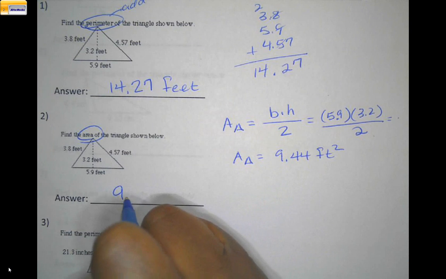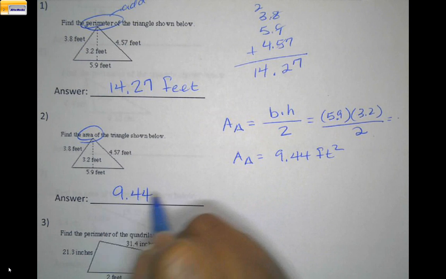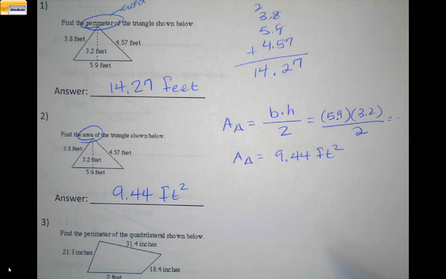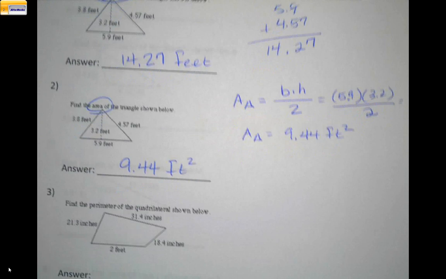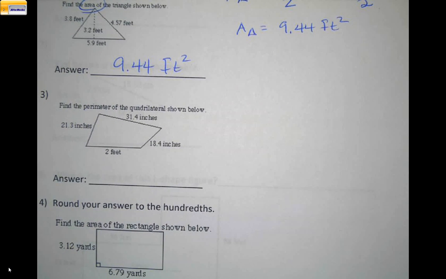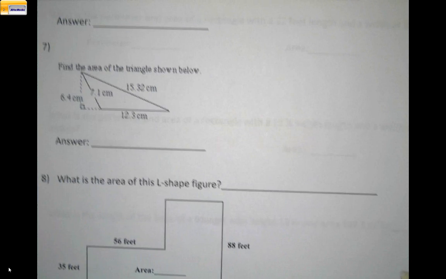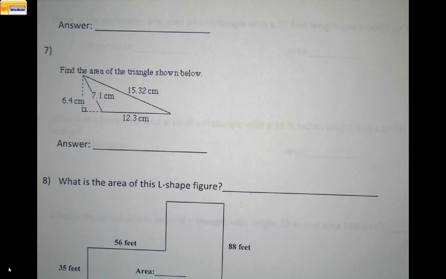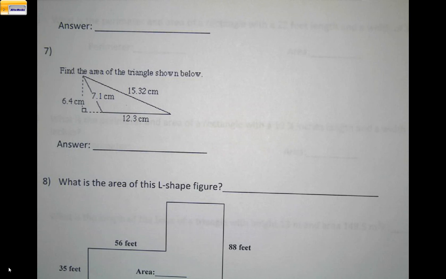That's not a quick trick question. You just need to know your formulas. Okay? All right. Number 3 is just another perimeter. I'm not going to do that one. And number 4 is just another area. I'm not going to do that one. You guys can do those two. 5 is perimeter. 6 is perimeter. 7 is area. So you guys should be able to do that.